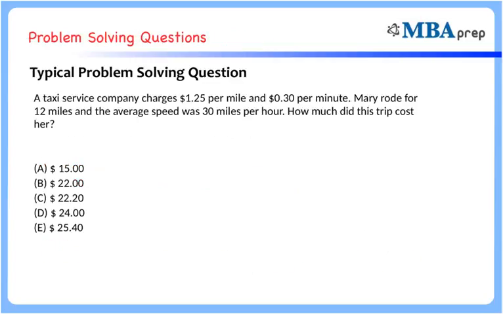This is a typical problem-solving question. Let's take a look at it. A taxi service company charges $1.25 per mile and 30 cents per minute. Mary rode for 12 miles and the average speed was 30 miles per hour. How much did this trip cost her?